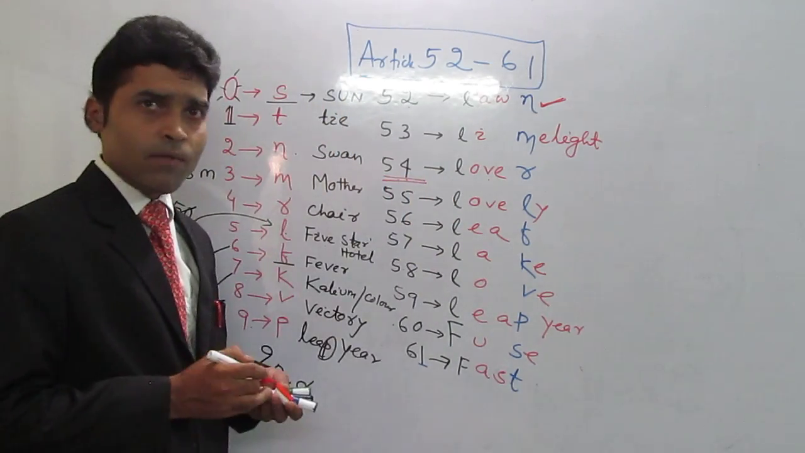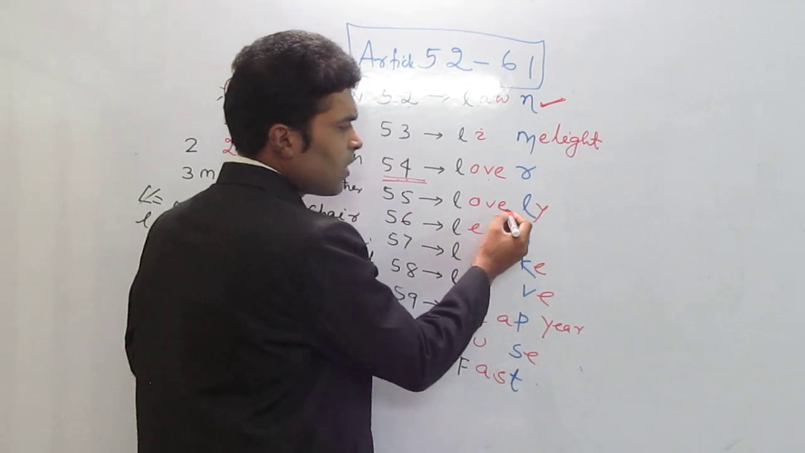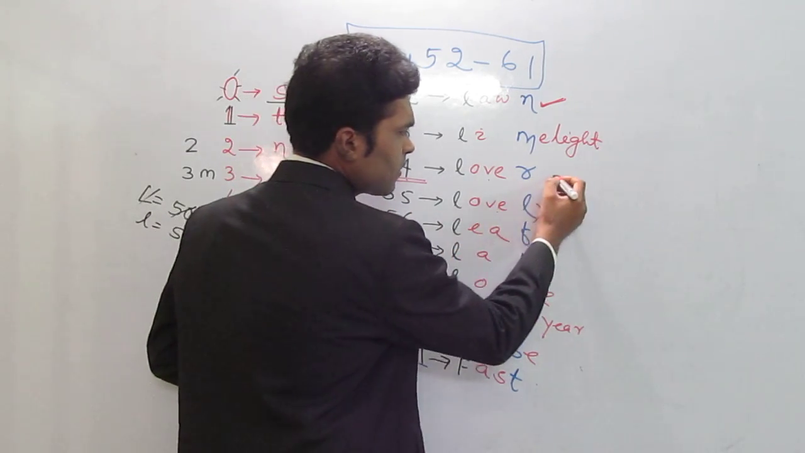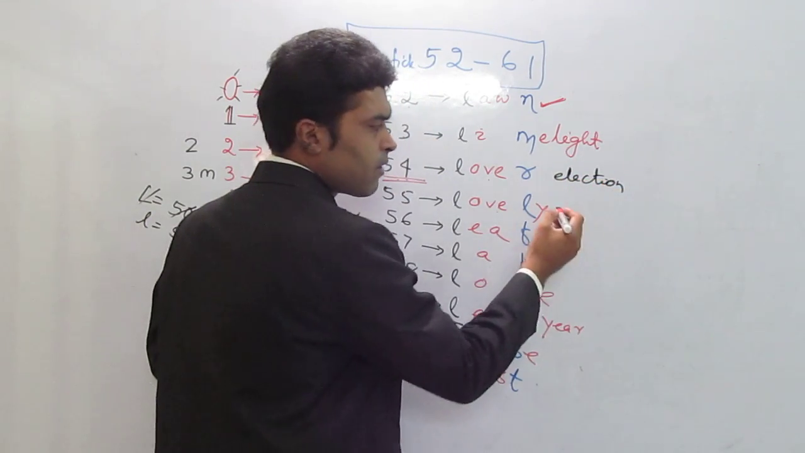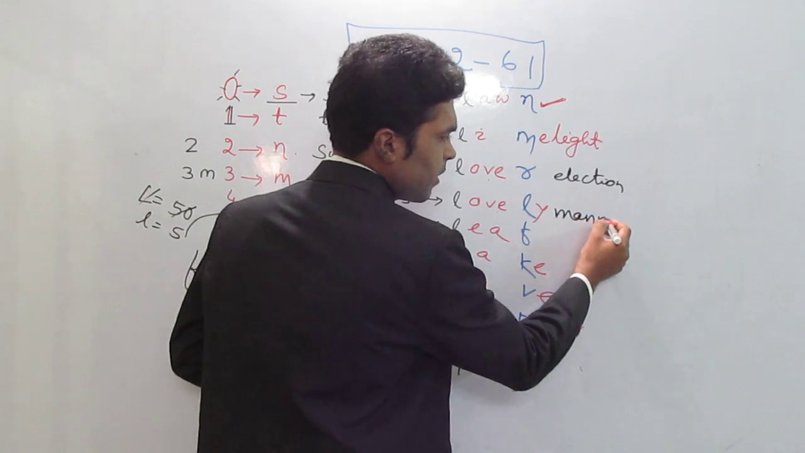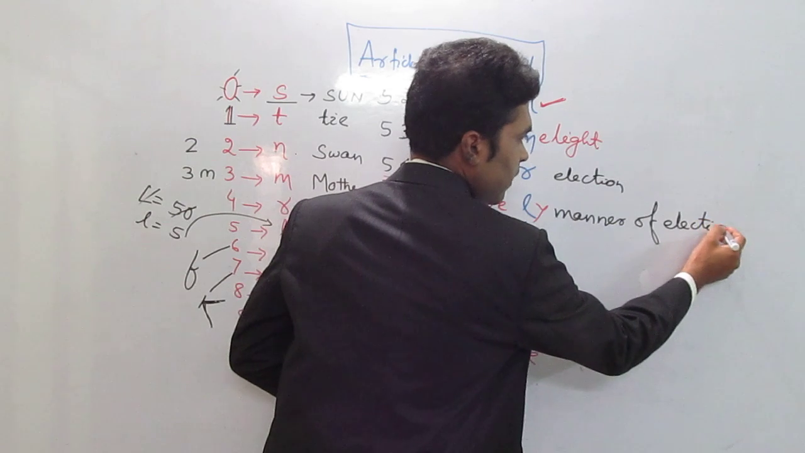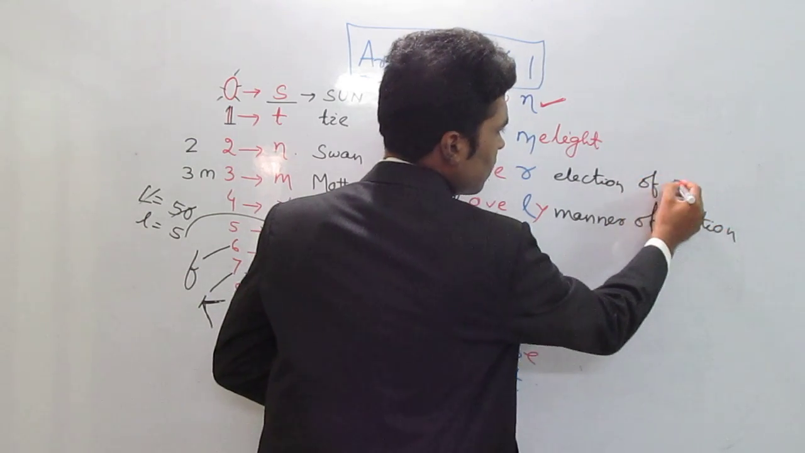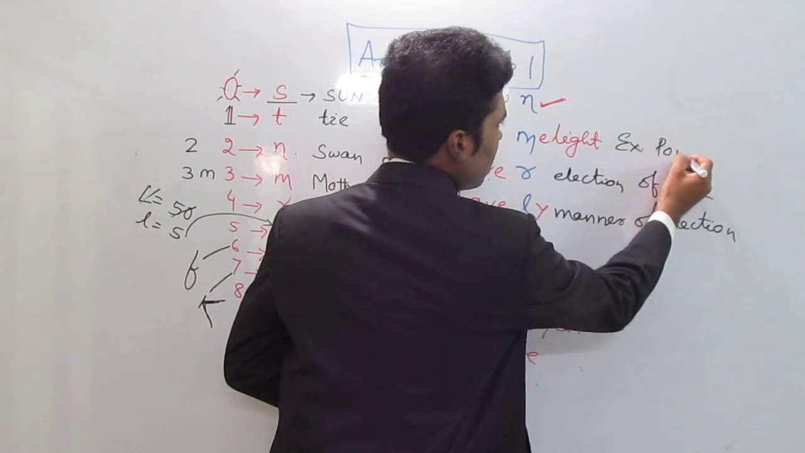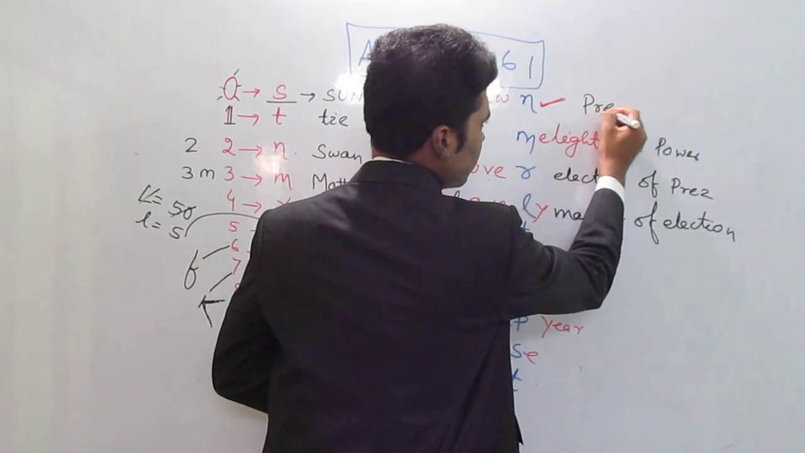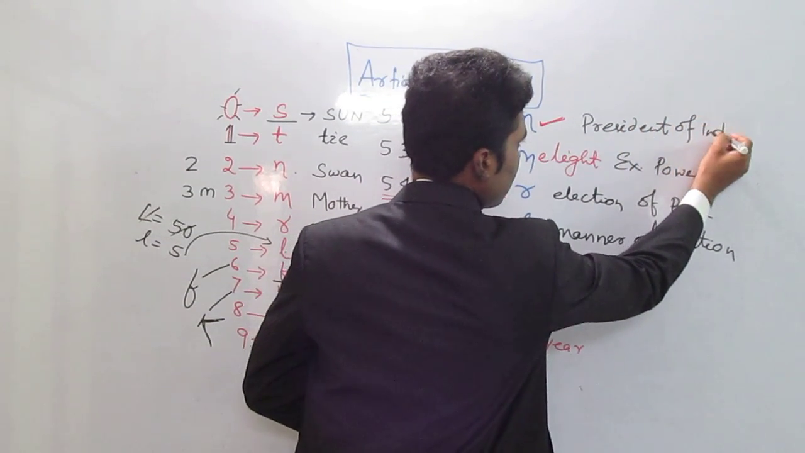Very easy to remember. And if I say 55, that is lovely. So whenever there is election, definitely lovely we say manner. So manner of election of president is coming here. Manner of election. So this is election of president. This is executive power. And this is the very president, President of India.